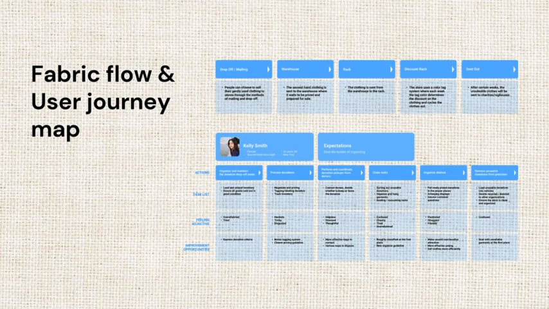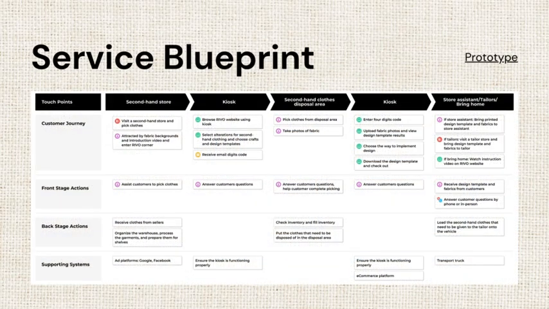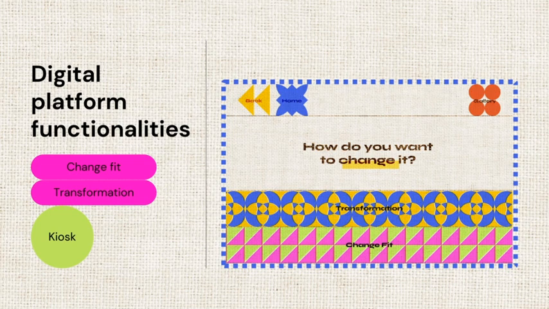As shown, second-hand clothing requires a significant amount of labor costs during the whole fabric flow, and the shelf space will be wasted during the process. So based on the fabric flow and user journey map, I made this service blueprint that shows how things work in the second-hand store. And here is a Revo interface.